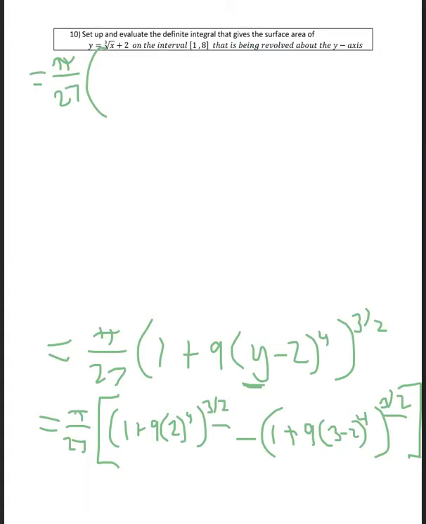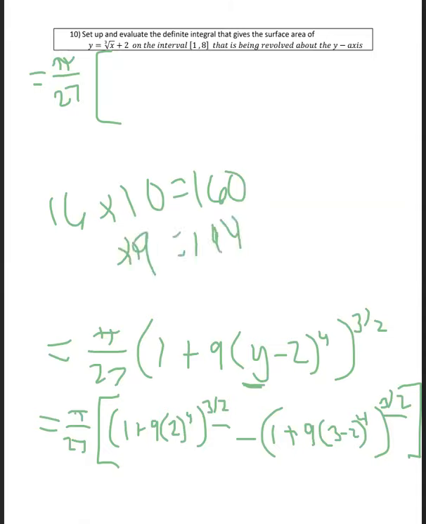So let's do this one first. 2 to the 4th is 16. And then you have to do 16 times 9. I know that 16 times 10 is 160, and when you subtract 16 away from that, which would be times 9, it's just 144. So that's an easy way to picture it. So 1 plus 144, because I don't know if we have a calculator for this problem.